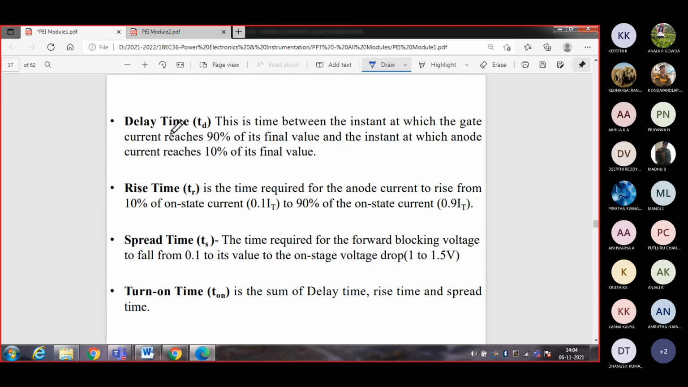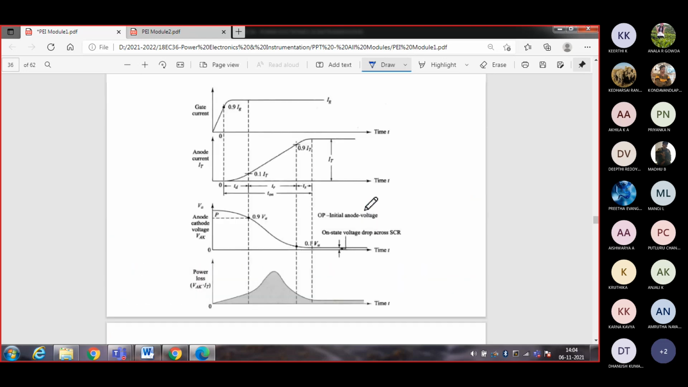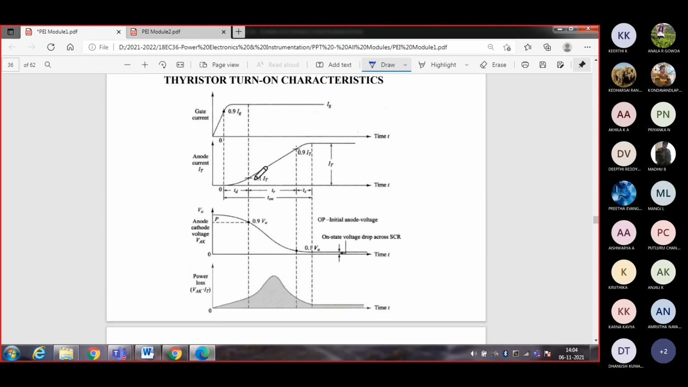Rise time is the time required for the anode current to rise from 10% on-state to 90%. See here, this is the rise time. This is from 10% to 90%, that is the rise time, we'll call it TR. TR has been considered as the rise time. TD is the delay time. TR is the rise time.